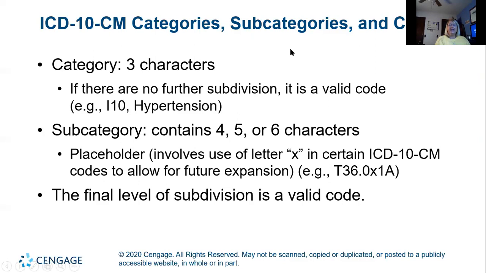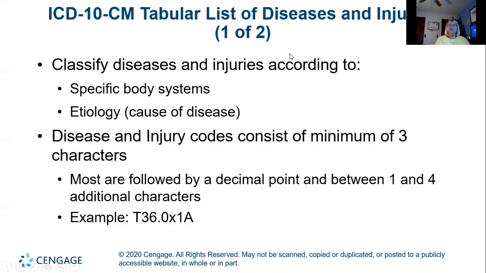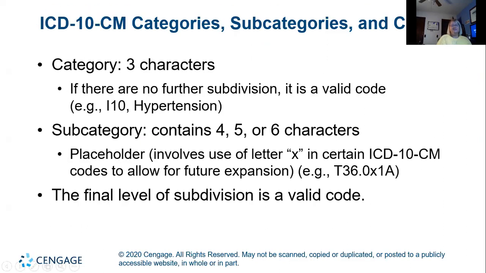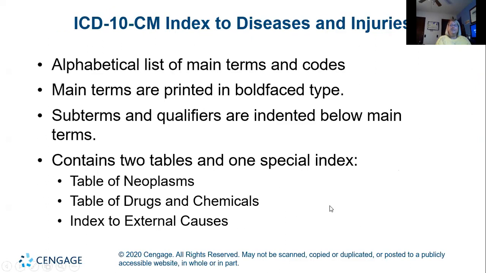Okay, categories, subcategories, and codes. Categories have 3 characters. Subcategory is the 4th, 5th, and 6th, and that X if you need it for the placeholder. The final level of subdivision is a valid code. Okay. Disease and injuries, alphabetical list of main terms are in the front of the book. The main terms are printed in boldface. So that is the main term you're going to look up, and then you're going to drill down to find the rest of your code based on the information that's given you in the scenario.